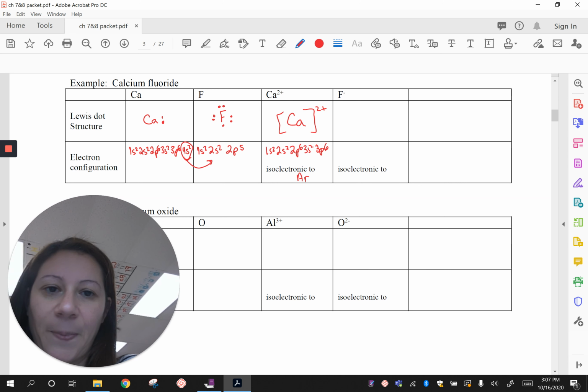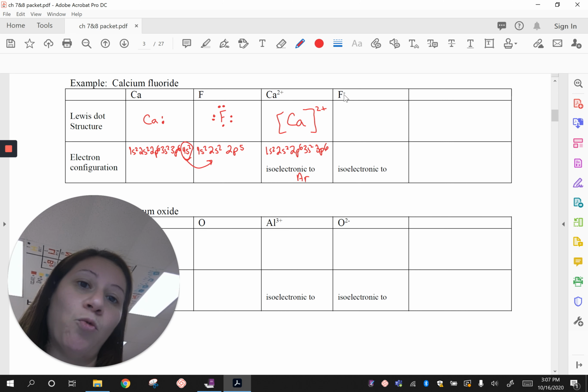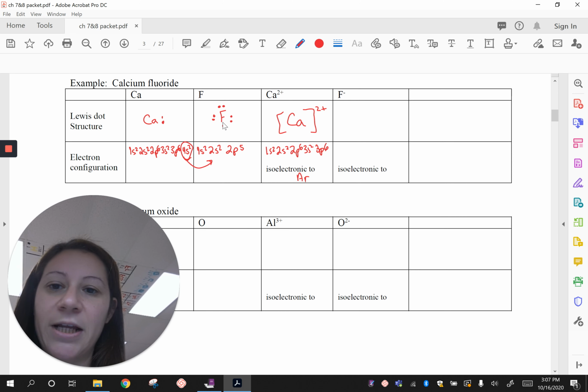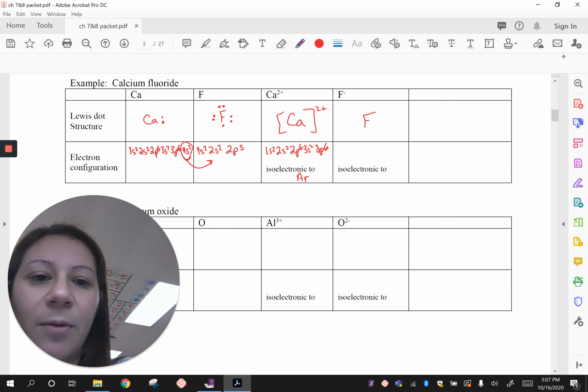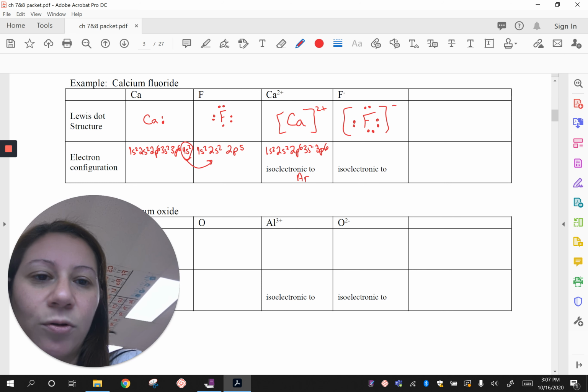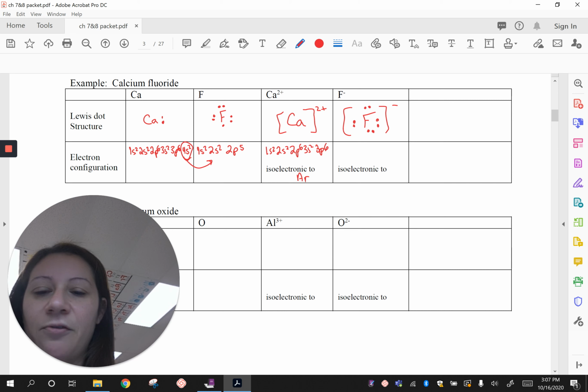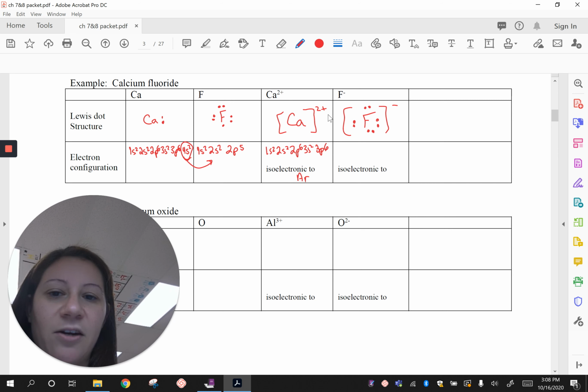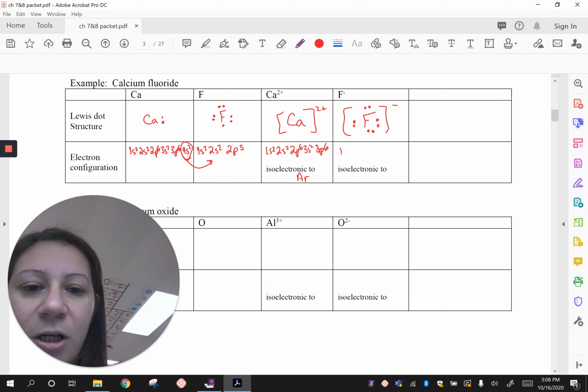For the fluorine, when it bonds ionically, it becomes F-. That means it gained 1 electron. So it originally has 7, so it gains 1 more. That minus means it gained 1 more. So here are the original 7. We're going to add 1 more because of that negative charge, and we put brackets around it to show that negative charge. And for the electron configuration, originally it was 1s2, 2s2, 2p5, so that negative means it gains 1 more. So it becomes 1s2, 2s2, 2p6, which is isoelectronic to neon.